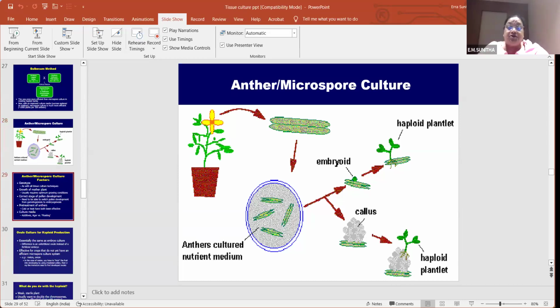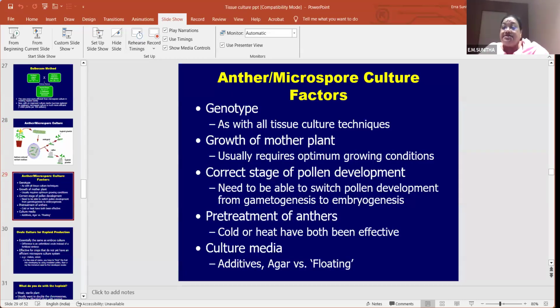Okay, so what are the anther or microspore culture factors? Genotype plays an important role, of course, for all tissue culture plants. Next, selection of the mother plant. Certain growth conditions account for each mother plant. For example, potato has one type of culture, coriander has one type, carrots has one type. So each mother plant has its own growth conditions that we have to see.